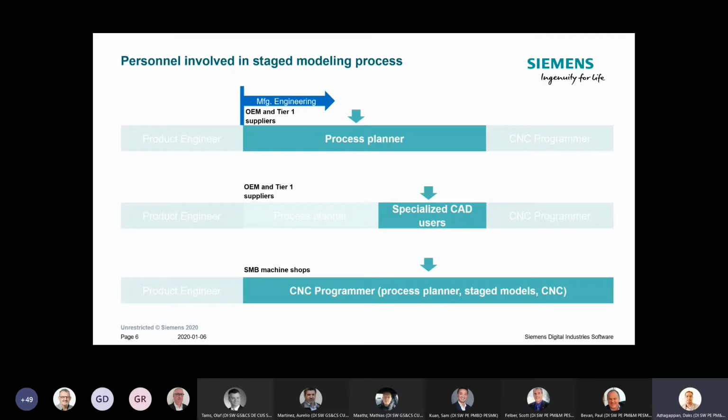The third scenario is the small to medium machine shops. We have seen one person does the bill of process, coming up with the process planning, modeling the stages, generating a CNC program. So here are the three different scenarios, and we should know who we can talk to in an OEM or a tier one, or even in these small to medium machine shops.